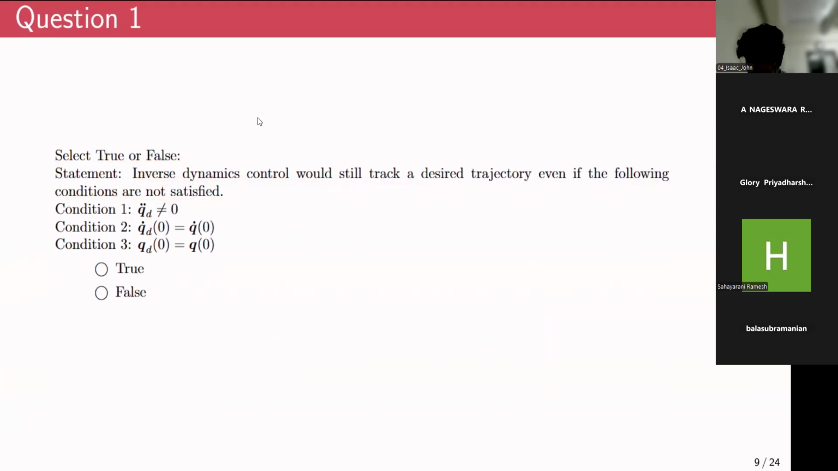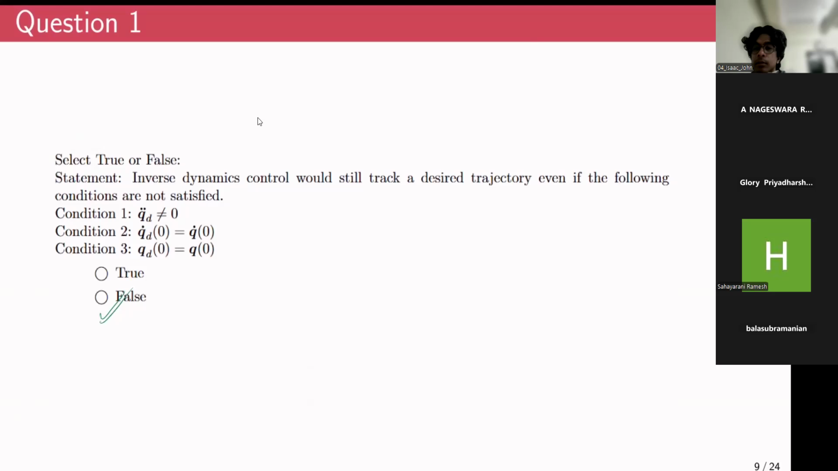So there are three conditions. Q desired double dot is not zero. Q desired dot equals zero, that is, Q dot desired of zero, and Q desired of zero is Q of zero. So does this make any sense? Does it feel like it's true or false? False. Okay, I got an answer that this is false. Can you tell me the reason why?